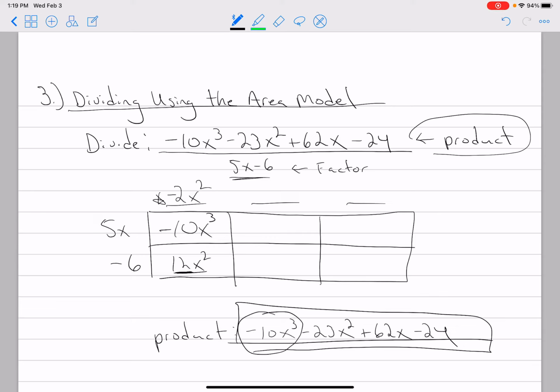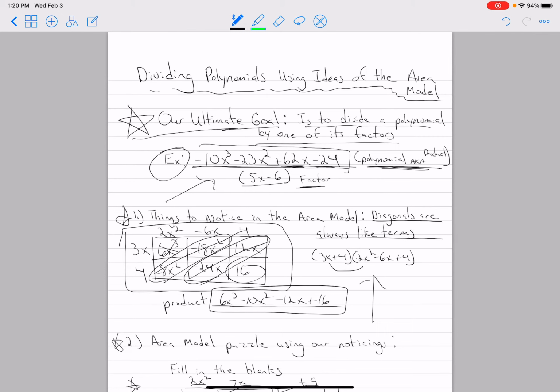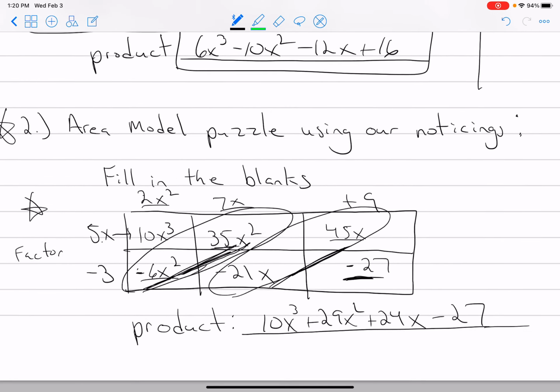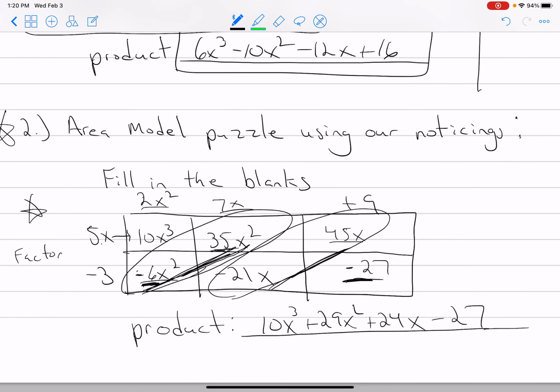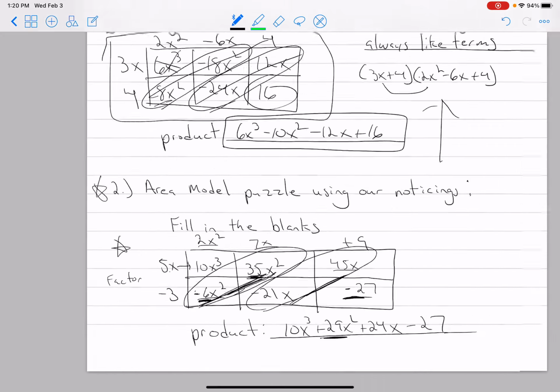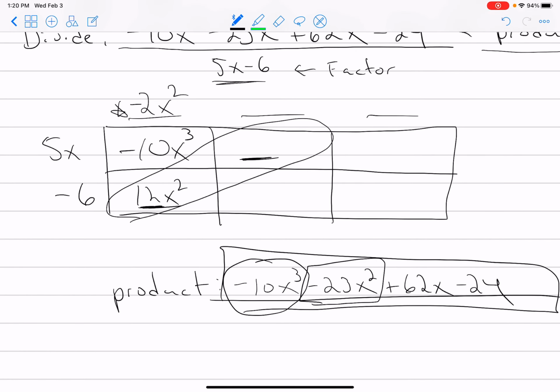Now here's the new part. We know that this and this should be like terms. And my x squared term needs to be negative 23. So 12 plus whatever this is needs to equal negative 23, right? Because when I looked over here, let me go back to one that I did. This negative 6x and this 35x squared had to equal this 29x squared right here. So I'm going back, I need this to be a negative 23.